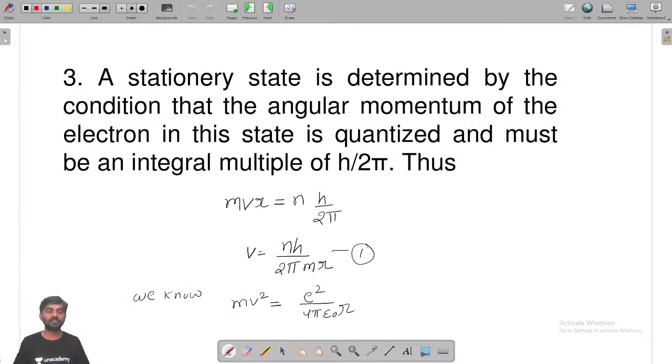Here comes the third important statement of Bohr. The stationary state is determined by the condition that the angular momentum of the electron in this state is quantized and must be an integral multiple of h by 2 pi. So the angular momentum is equal to an integral multiple of h by 2 pi.